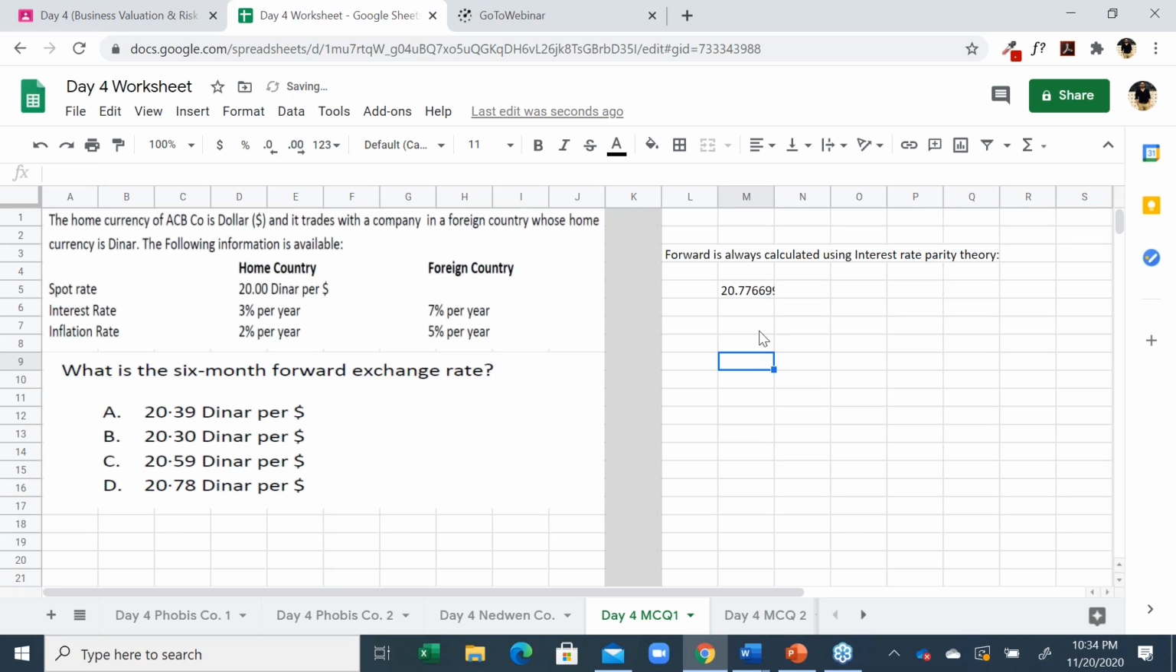So not changing. Is it per year? Okay, I'm sorry. I thought we are to calculate after 1 year. It's a 6 months forward rate, so it should be 3.5% and it should be 1.5%. My bad. I thought we are going to calculate after 1 year. So 20.39. Thank you so much.